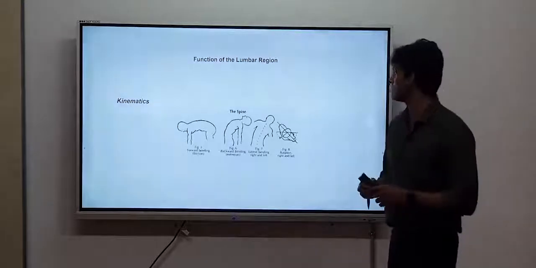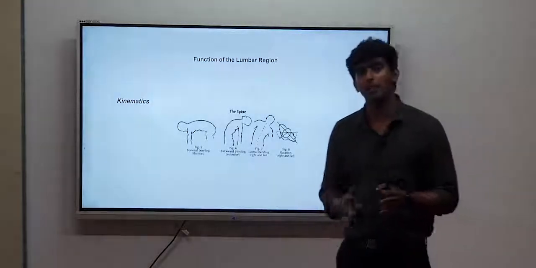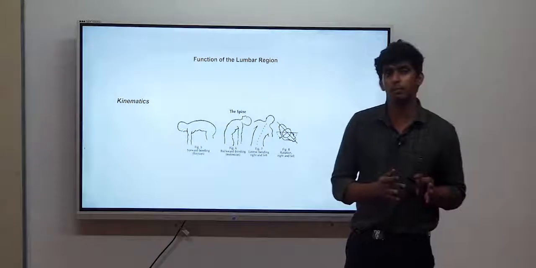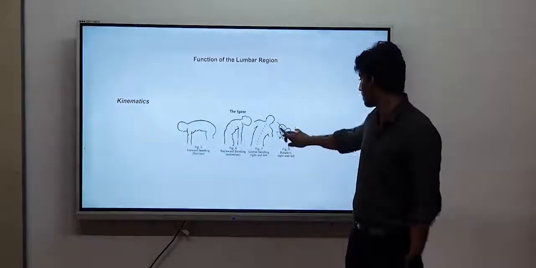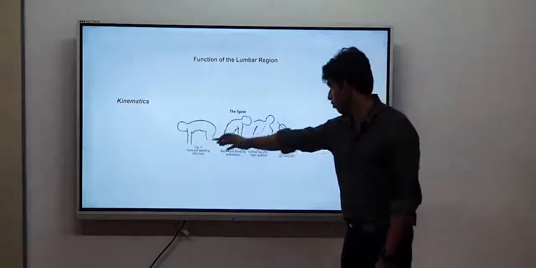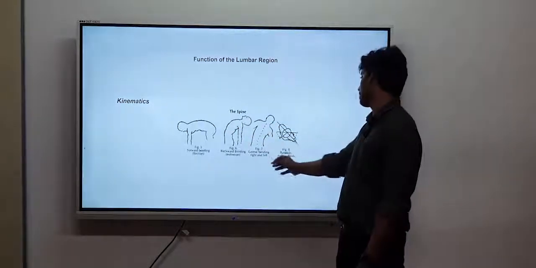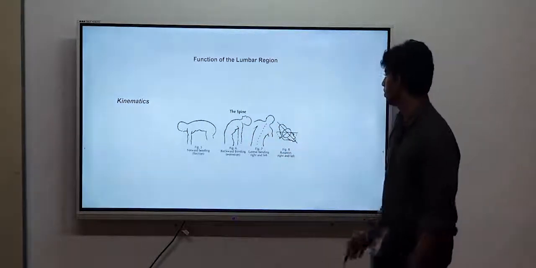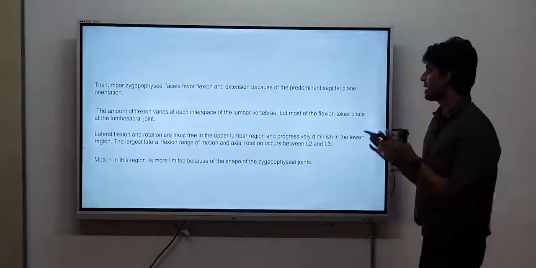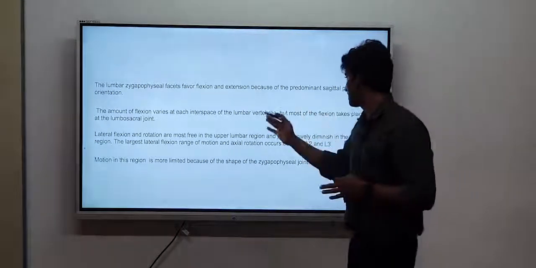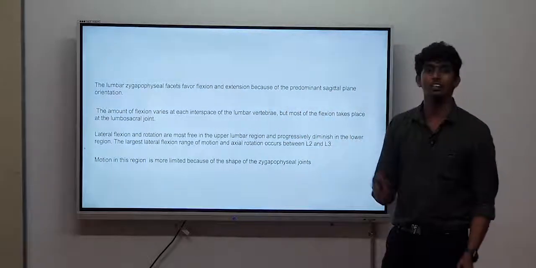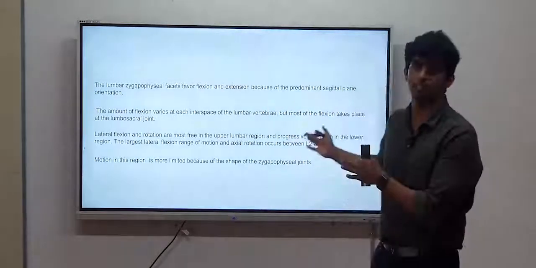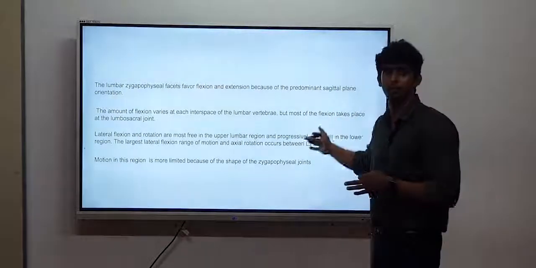Now we'll discuss the function of the lumbar region. Mainly it will be having the kinematics like flexion, extension, lateral bending and rotation. These are the images for forward bending, extension, lateral bending and rotation. So the lumbar zygapophyseal facet favors the flexion and extension because of the predominant sagittal plane orientation. As we were discussing the disc, I had mentioned this point. I told it will be coming in the function.